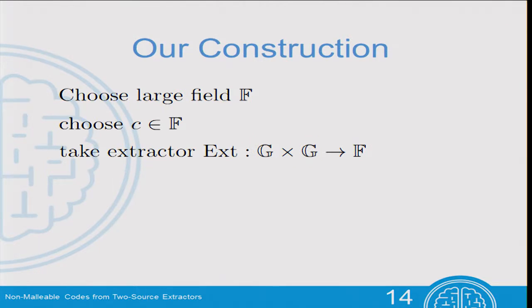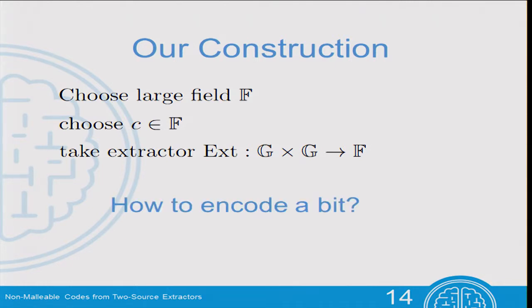We choose a large field F. And this time size really matters because the security parameter will depend on it. We choose any element of that field, C, and take any extractor, where G is any set. It can be a vector space, whatever extractor you choose. Now, this is the large field, and where is the small field? Because I said we want to combine those two. Well, the small field is in here.